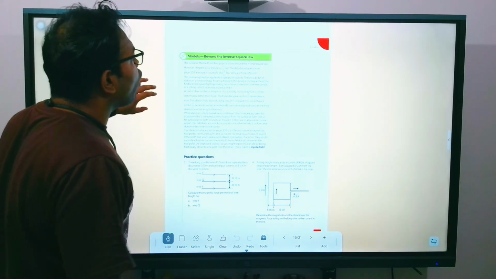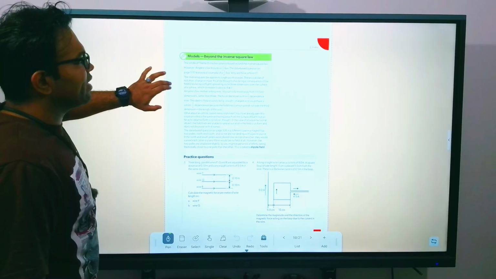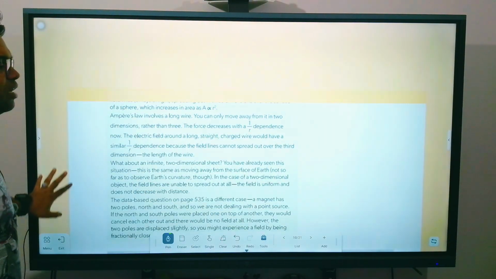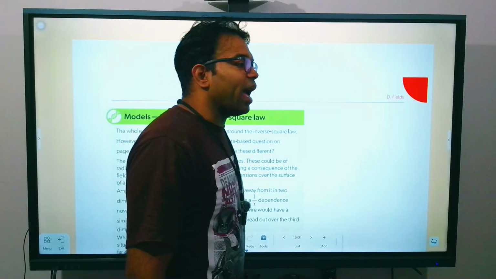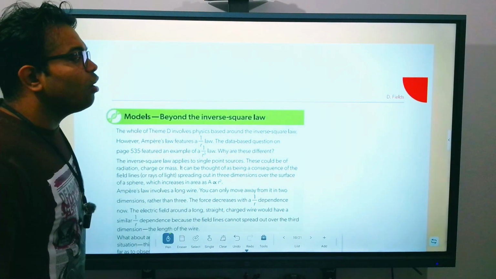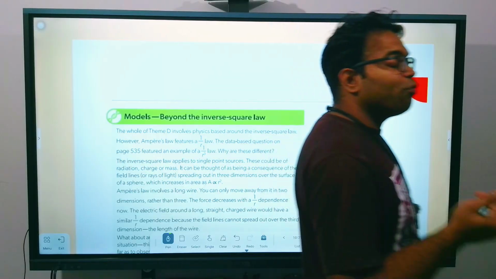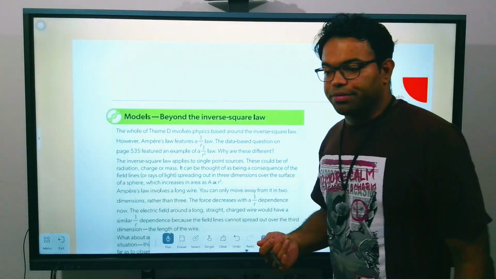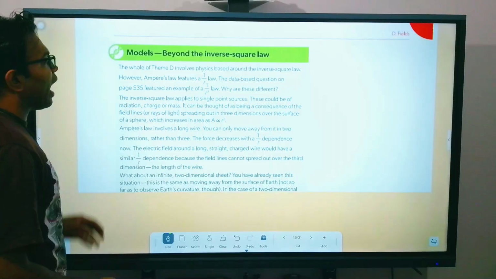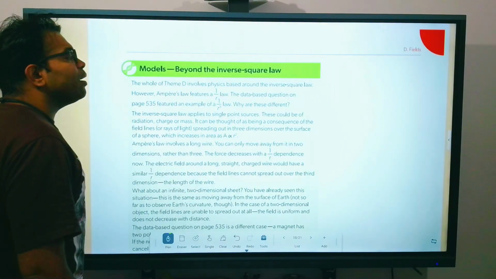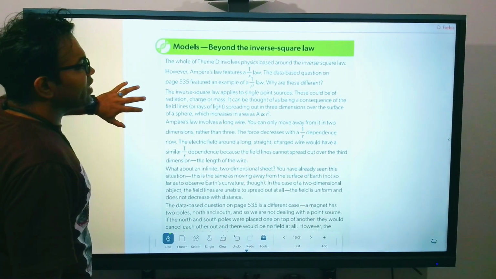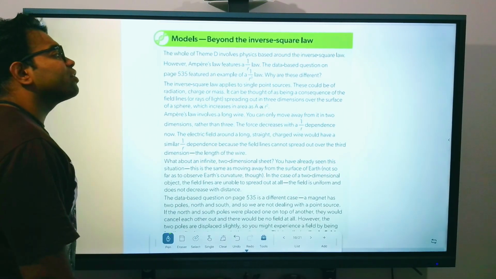Now, the whole of theme D involves physics based around the inverse square law, right? That's what we did in gravitation, in electric force, electric field, acceleration due to gravity. All of them followed the inverse square law, where the force decreases with the second power of r. So basically, Ampere's law features a 1 upon r law. The database question on page 535 features an example of a 1 upon r cube law.